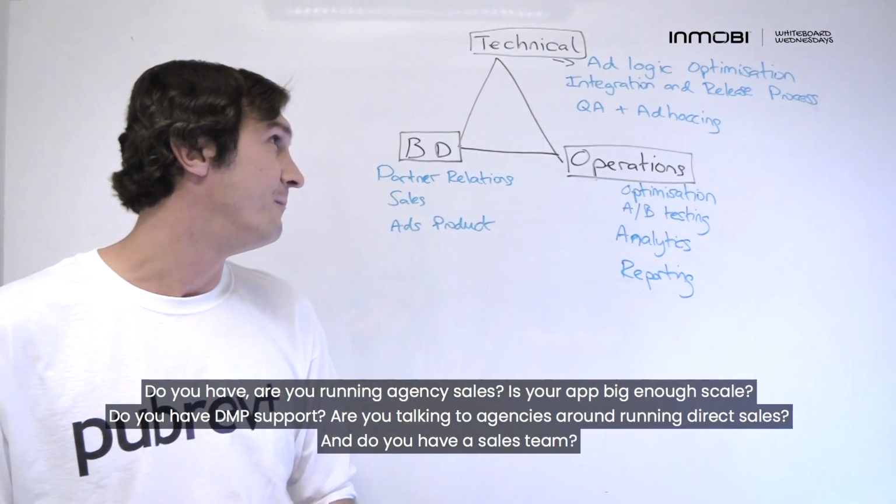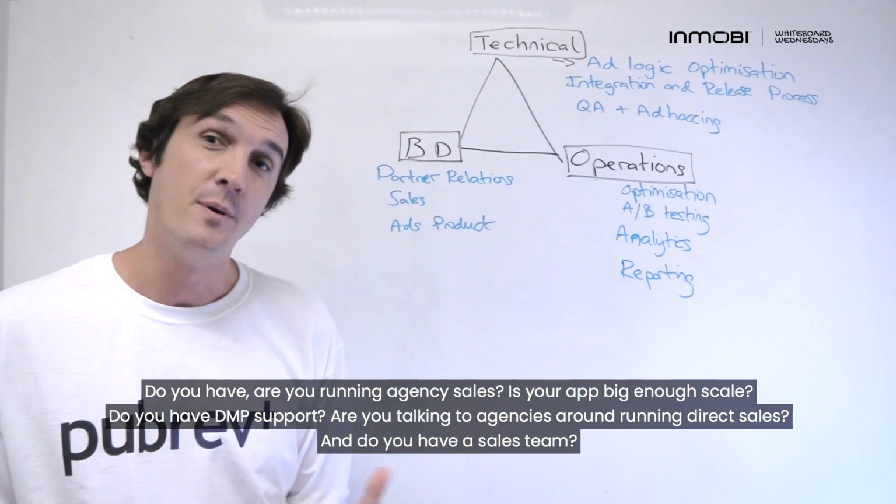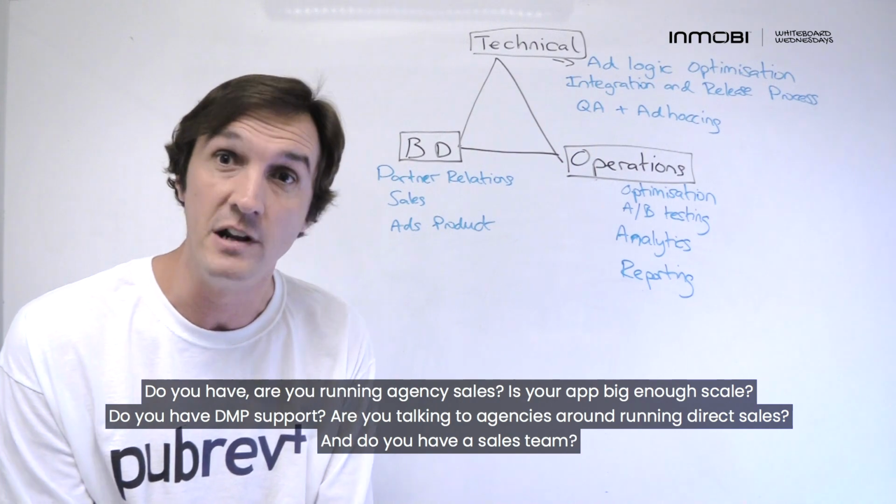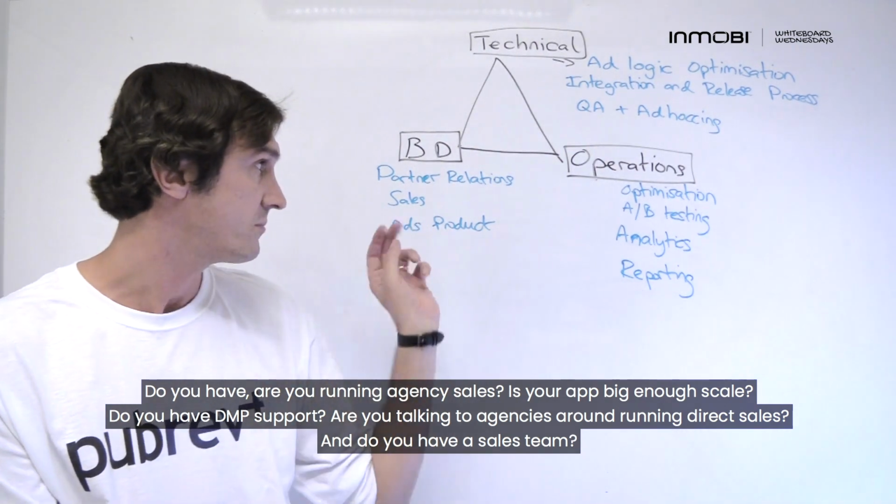Are you running agency sales? Is your app a big enough scale? Do you have DMP support? Are you talking to agencies around running direct sales? And do you have a sales team?